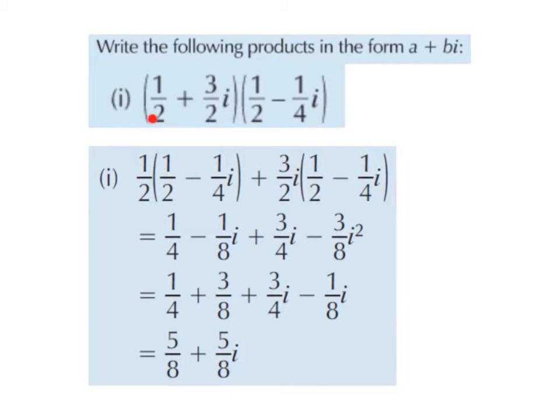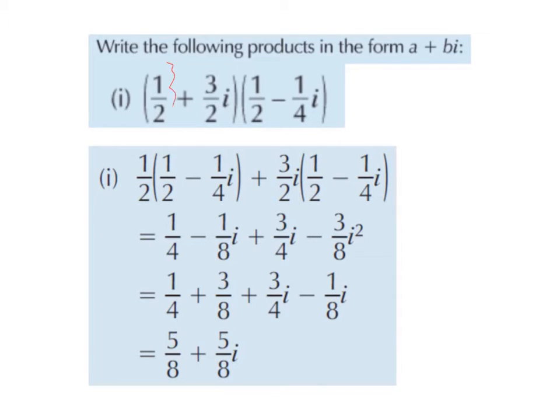Okay, so we have double brackets. So we work these like we do our normal algebraic binomial expansion or double brackets questions. And sometimes some people would say a half times a half, times minus a quarter i, 3 over 2i times a half, and 3 over 2i times minus a quarter i. But the way I like to do them is I like to break up the bracket. So that's what I'm going to do.